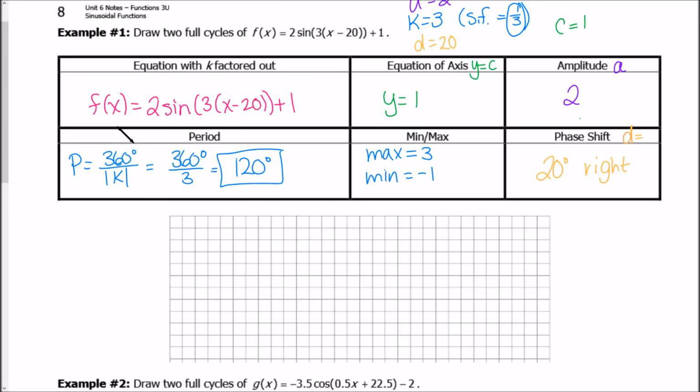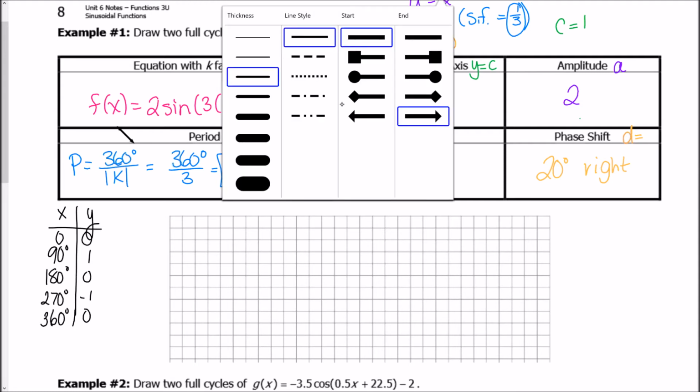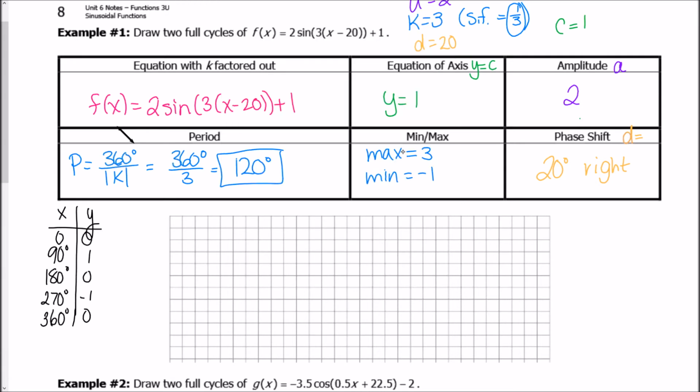Okay, now remember, sine, the critical points are going to be 0 degrees has a sine of 0, 90 degrees has a sine of 1, 180 degrees has a sine of 0, 270 degrees has a sine of -1, and 360 degrees has a sine of 0. Okay, so now my axis is at 1, and my min is -1, and my max is 3. So I'm going to draw my x-axis a little bit lower down, because there's more values that are higher than 0 than there are less than 0. So I'm just going to go ahead and draw my x-axis right here.